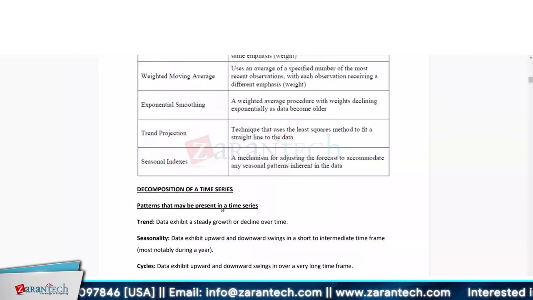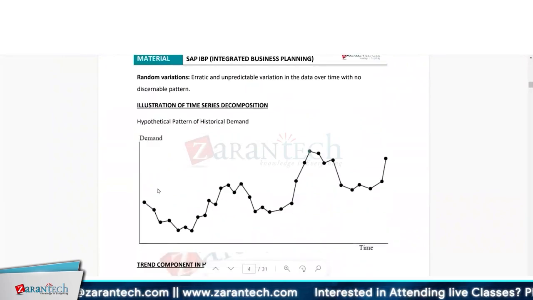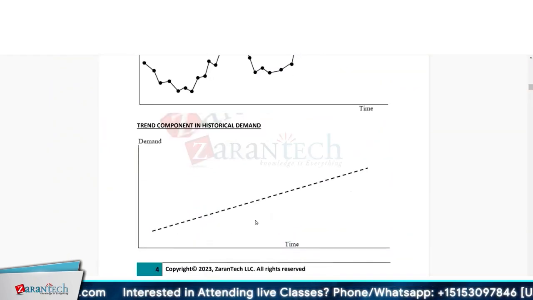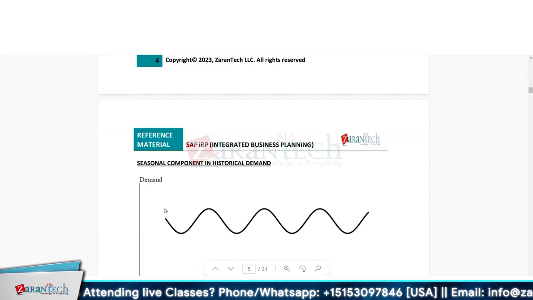So we'll see how it works when we get into the details of this statistical forecast, or any specific questions. These are some of the graphs of how the time series forecast looks. If you see a trend, the trend component looks like this, trending upward, and when it is trending downward, it will be like a downward trend.